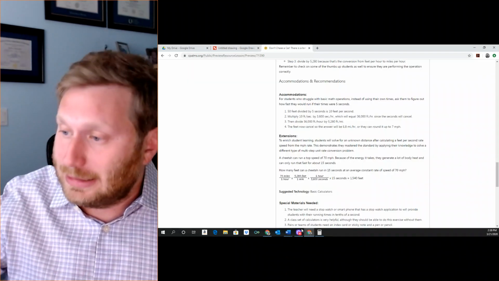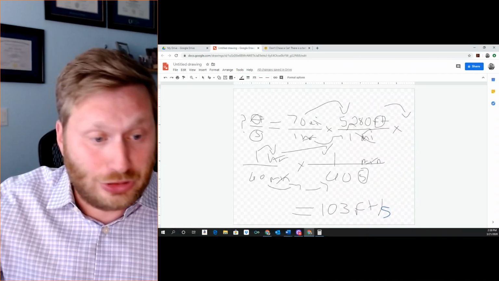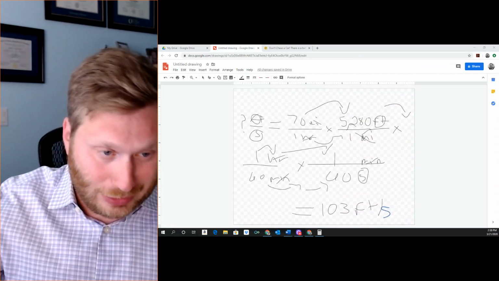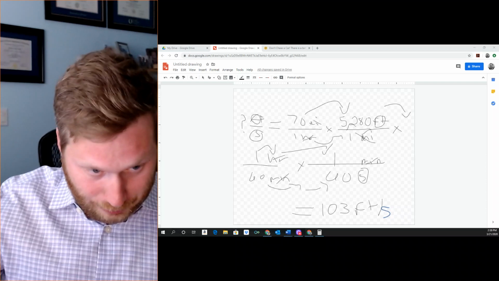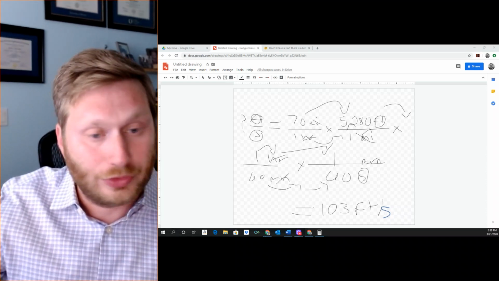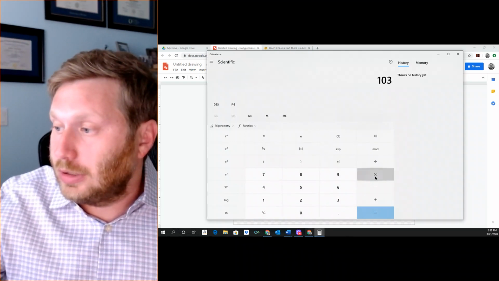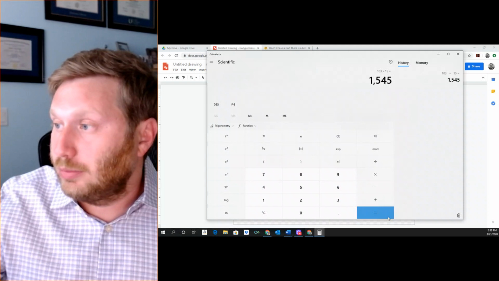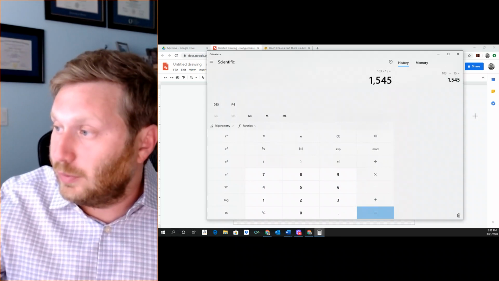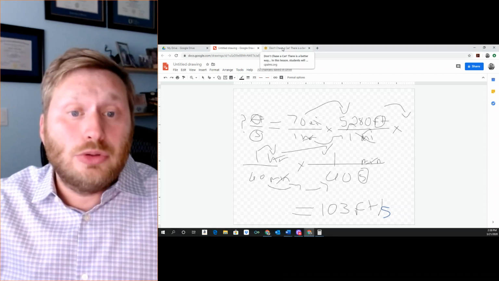If you go back to this, it said 15 seconds. So just to check your work, it's going to be a little different because I rounded. But here we go. Let's do the calculator. 103 times 15 should be somewhere around 1540. It's 1545 because I rounded up. Okay, so that's how you do unit conversion.